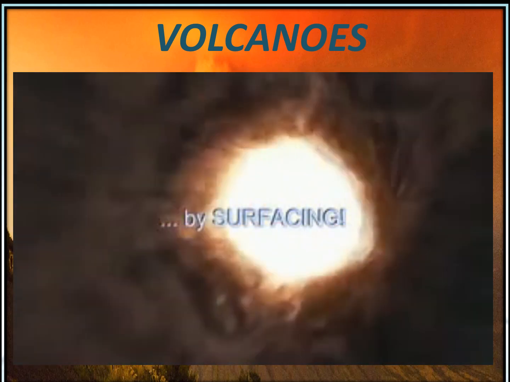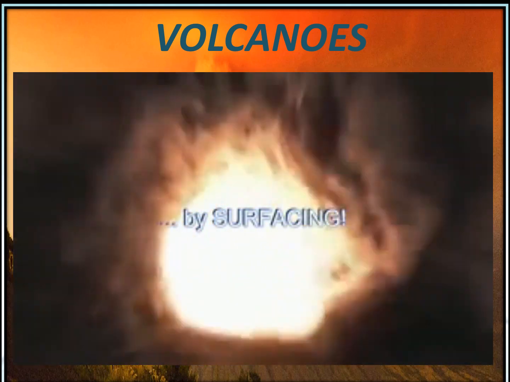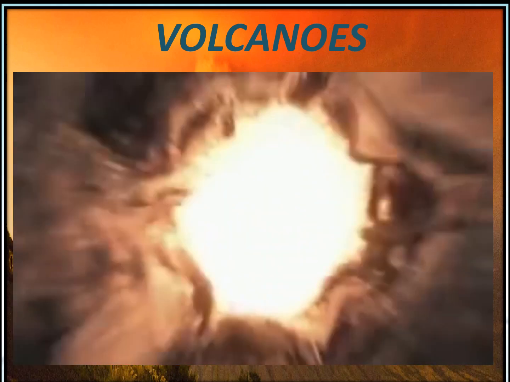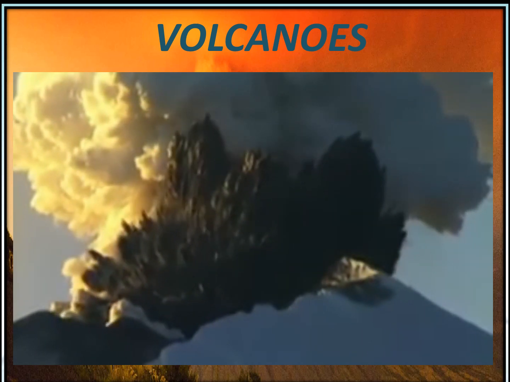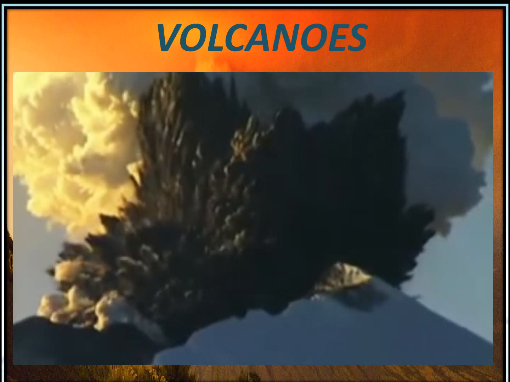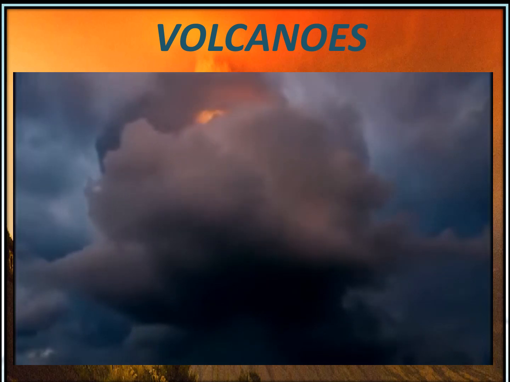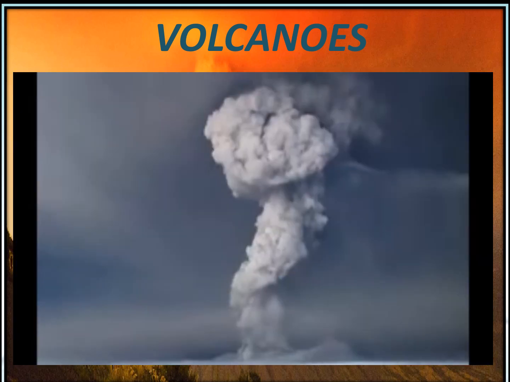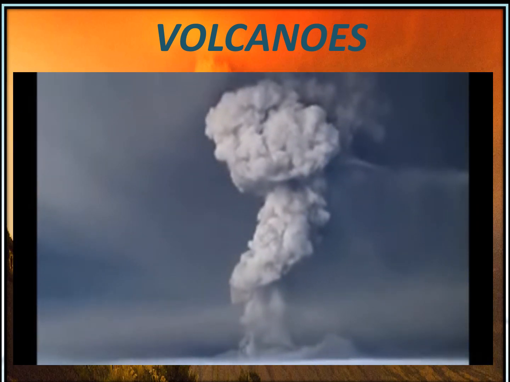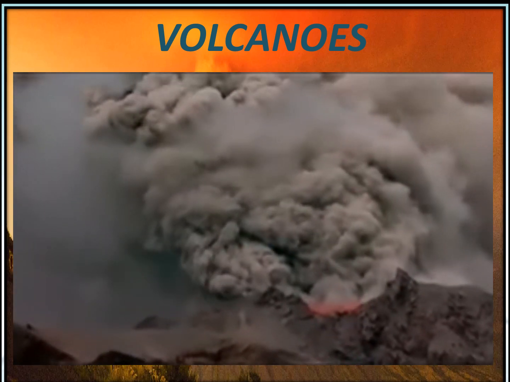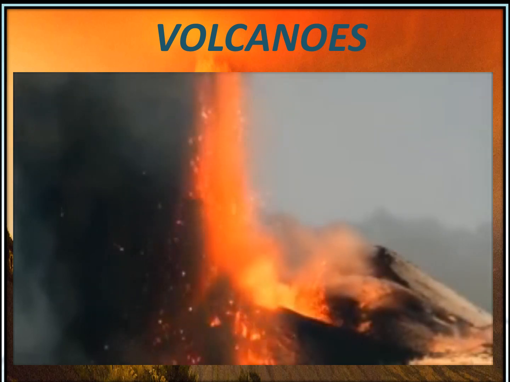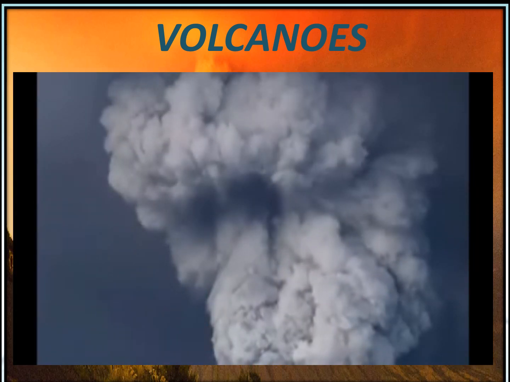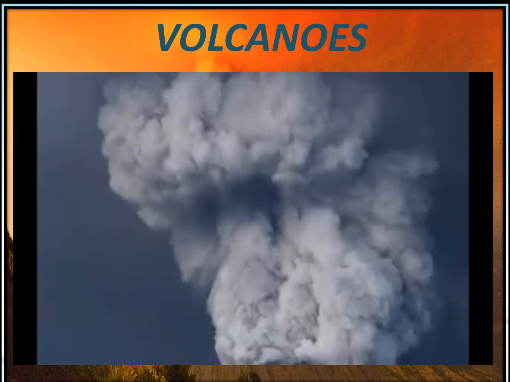The heat escapes by surfacing, and boom, there's a volcano, the most explosive landform, able to eject molten hot liquid rock, lava, gases, steam, ash, dust, and clouds of thick ash high into the atmosphere with devastating consequences.